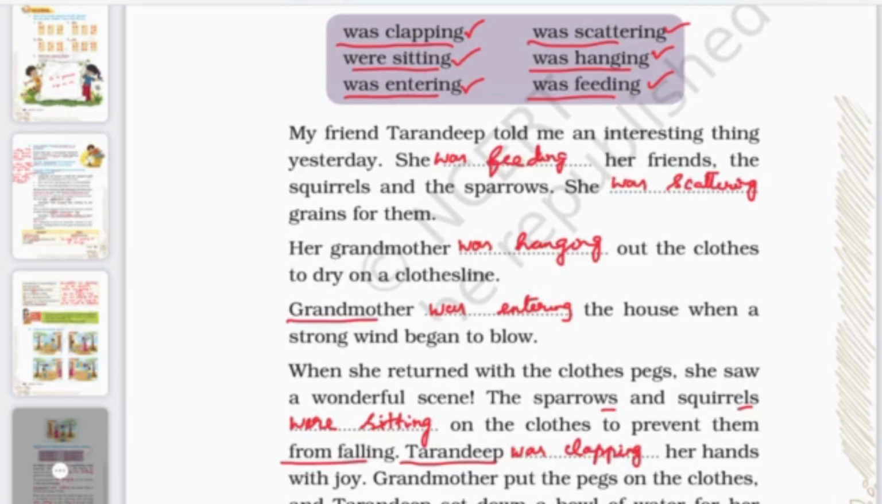My friend Tarandeep told me an interesting thing yesterday. She was feeding her friends, the squirrels and sparrows. She was scattering grain for them. Her grandmother was hanging out the clothes to dry on a clothesline. Grandmother was entering the house when a strong wind began to blow. When she returned with the cloth pegs, she saw a wonderful scene. The sparrows and squirrels were sitting on the clothes to prevent them from falling. Tarandeep was clapping her hands with joy. Grandmother put the pegs on the clothes and Tarandeep set down a bowl of water for her friends.